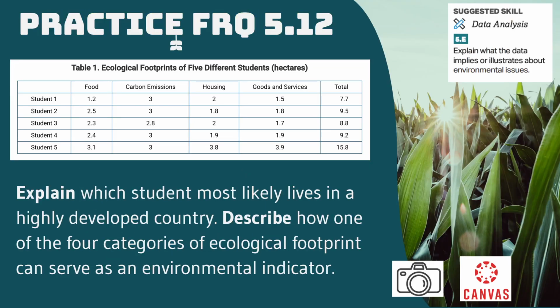Our suggested skill for practice FRQ 5.12 today is to explain what data imply or illustrate about an environmental concept. I want you to look at this table here that has 5 different students and their ecological footprint. Explain which student most likely lives in a highly developed country. Then describe how one of the 4 categories of the ecological footprint can serve as an environmental indicator.